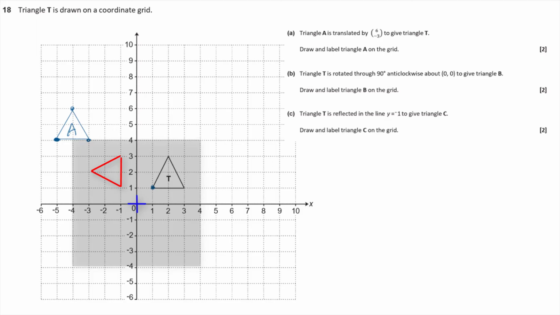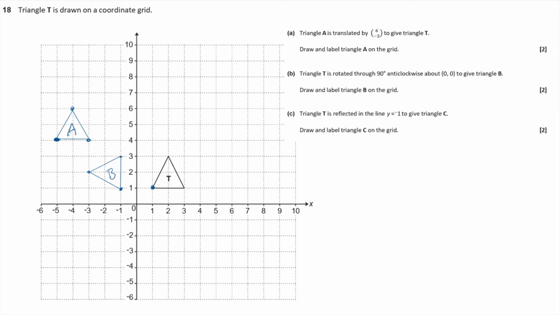Then keeping the tracing paper where it is, but pulling it aside to draw the points on, you should be able to work out that the points go here, here, and here. So that's going to be my triangle B. Let's just join the sides up. Call that triangle B.